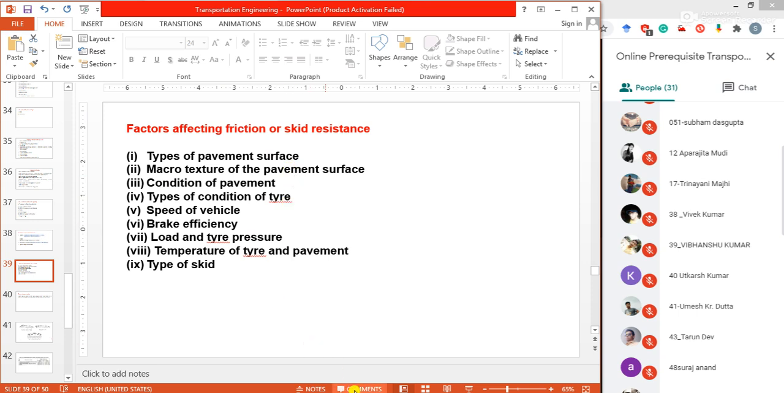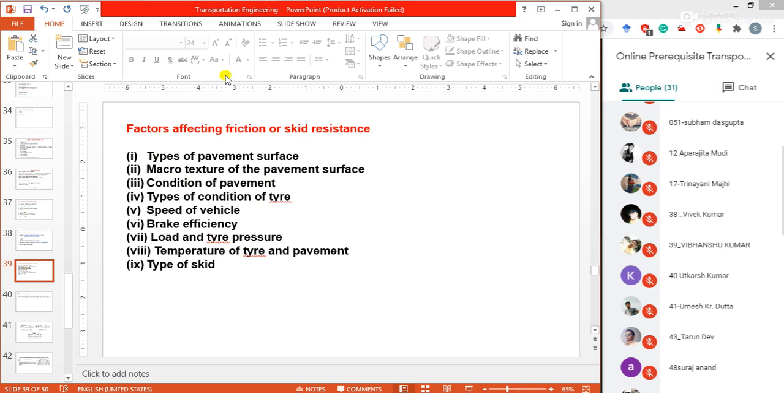Next, load and tire pressure. Then temperature of tire and pavement. Load and tire pressure: that's why if you look at a vehicle after buying it, you can see on the vehicle body the company has written what your tire pressure should be. The tire pressure they have mentioned on the body of the car is what the tire pressure should be for your vehicle. So tire pressure is one of the important factors to maintain this coefficient of friction or skid resistance. Type of skid, if any.